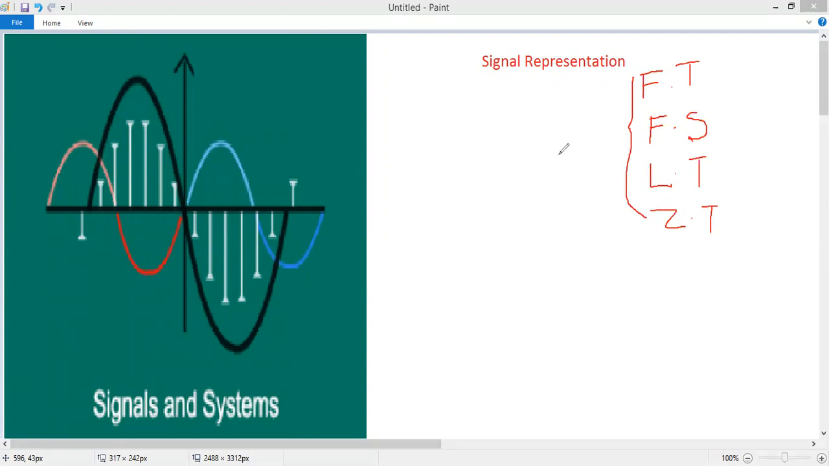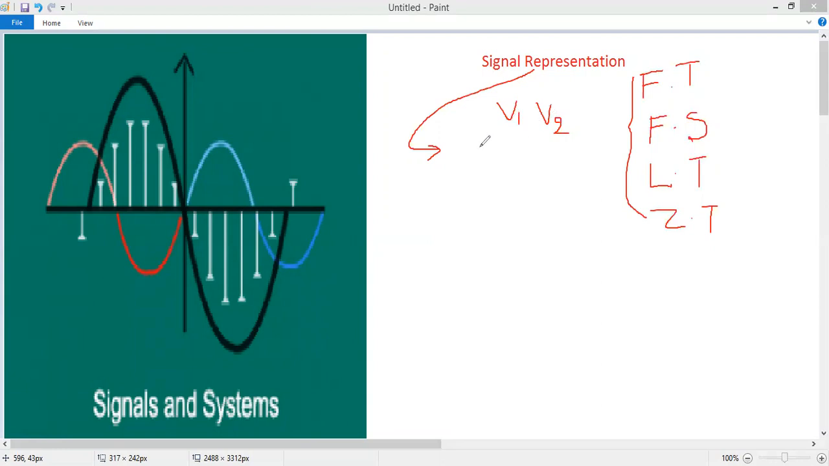This signal representation completely depends on vector analysis, vector representation. Suppose we have two vectors, v1 and v2. If I want to represent vector v2 in terms of v1, or if I want to represent vector v1 in terms of v2.